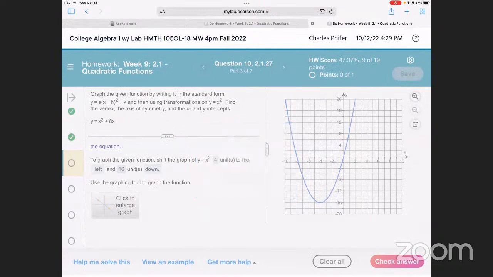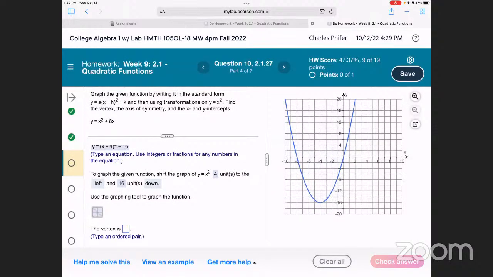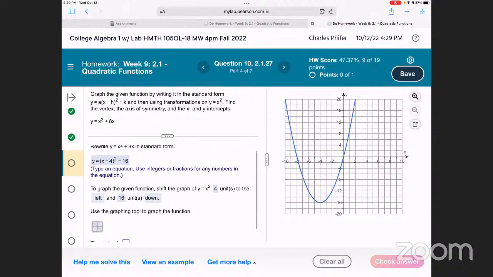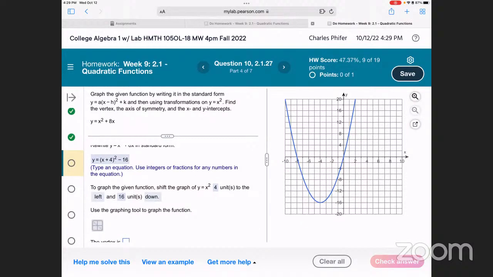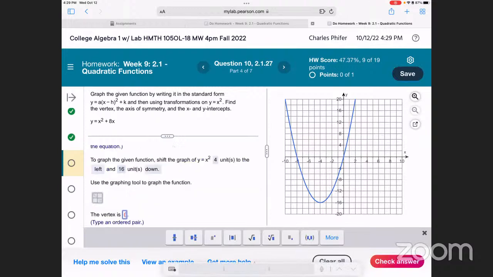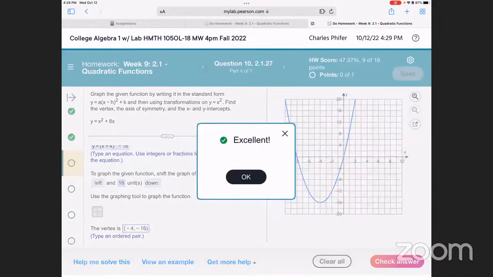Okay, let me check on you guys in Zoom. Wait, the vertex, right? In this form, remember, this is x minus h squared plus k. So when we have that x plus 4 on the inside, we need to rewrite it as x minus negative 4. So the coordinates of the vertex are (-4, -16). Check the answer. Cool.